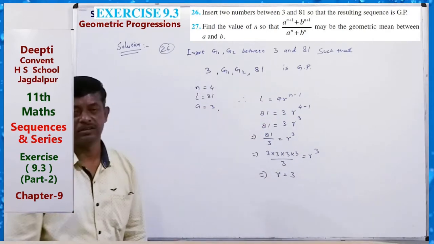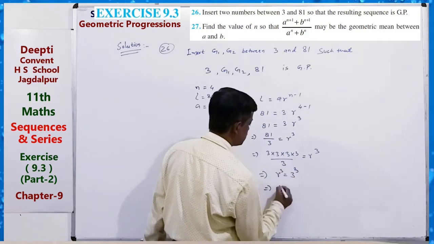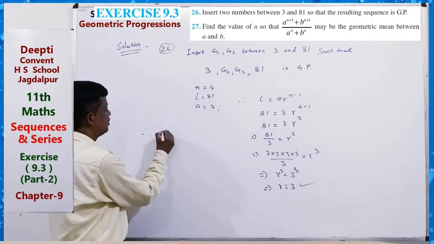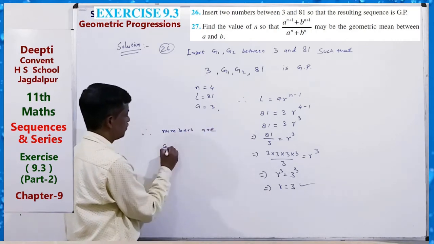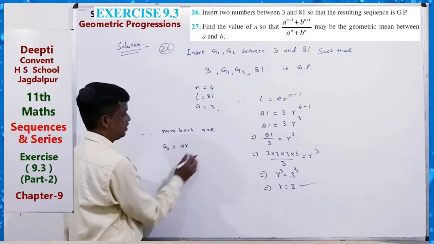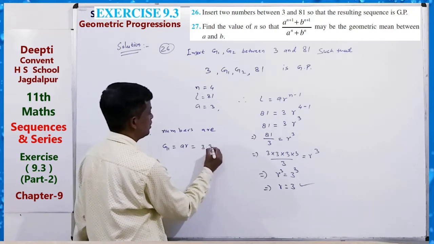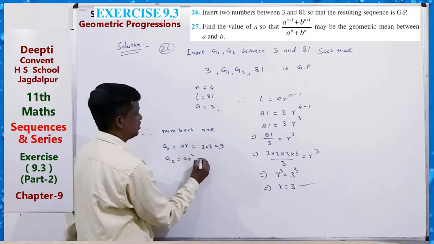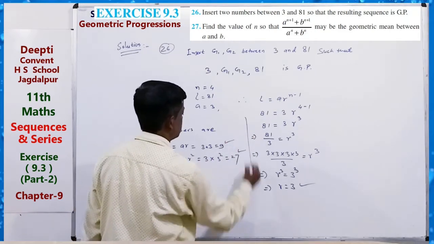So r cube equals 27, which implies r equals 3. So the common ratio is 3. Therefore the numbers are G1 equals a r, that is 3 times 3 equals 9, and G2 equals a r square, so 3 times 3 square, 27. So 9 and 27 are the numbers.